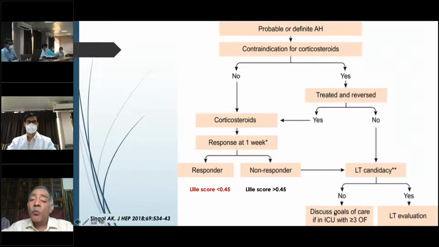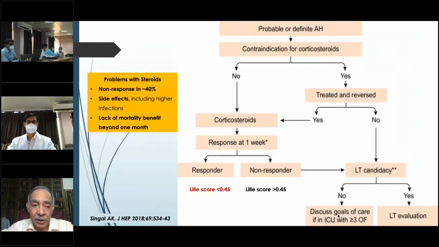Or if there are 3 or more organ failures, or the person is unsuited for liver transplant, then only supportive care is available. However, the problem with corticosteroids is that even in those who are eligible, only up to 60% respond, 40% may not respond.